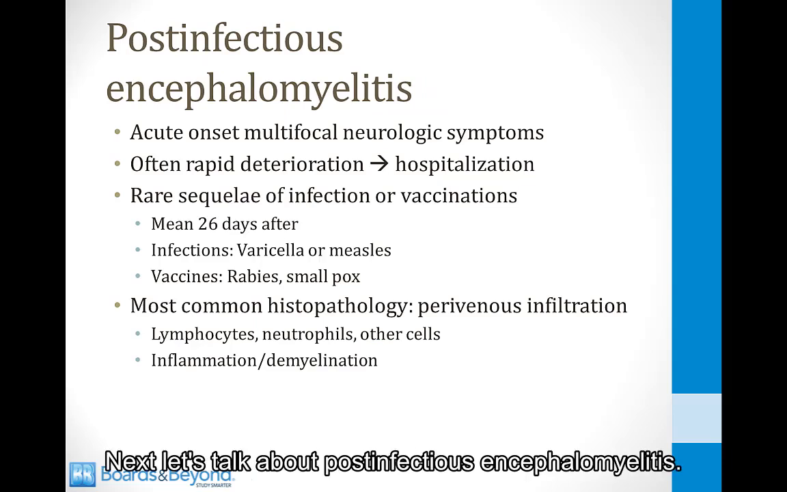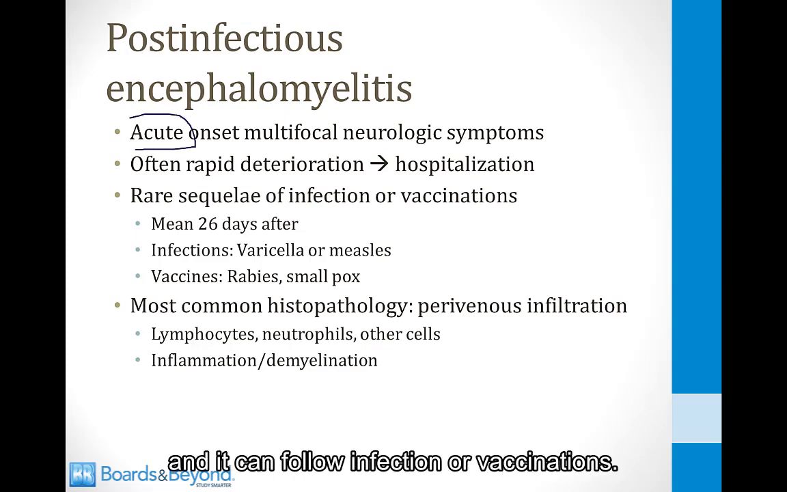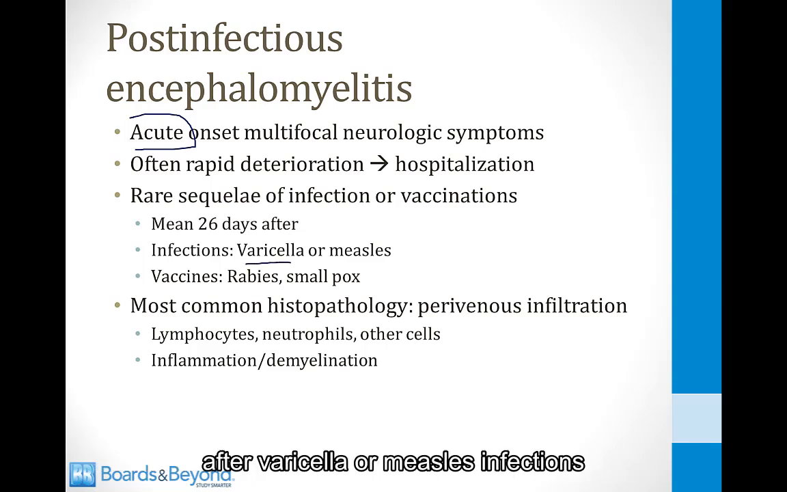Next, let's talk about post-infectious encephalomyelitis. This is a demyelinating disease that occurs acutely and rapidly, and it can follow infection or vaccinations. It often gives a rapid clinical deterioration of weakness that leads to hospitalization. So this comes on about a month or so after an infection or vaccination. It's been reported after varicella or measles infections, and it's been reported after rabies and smallpox vaccination.